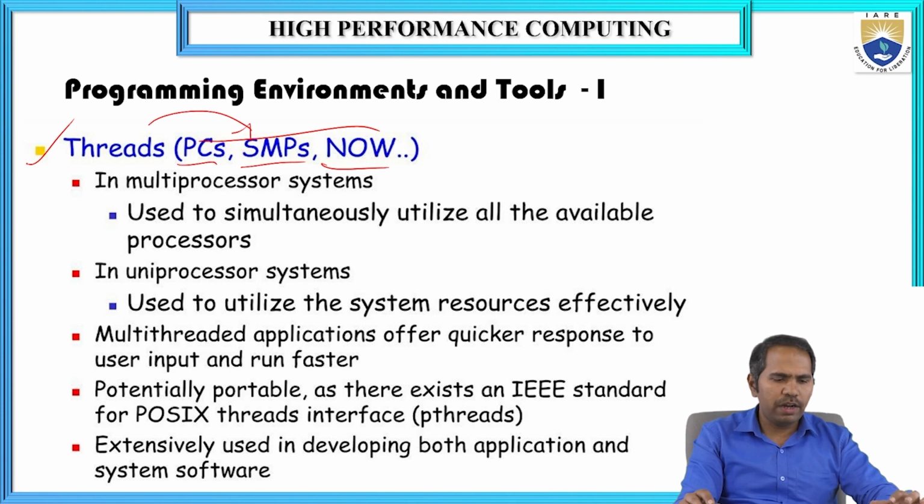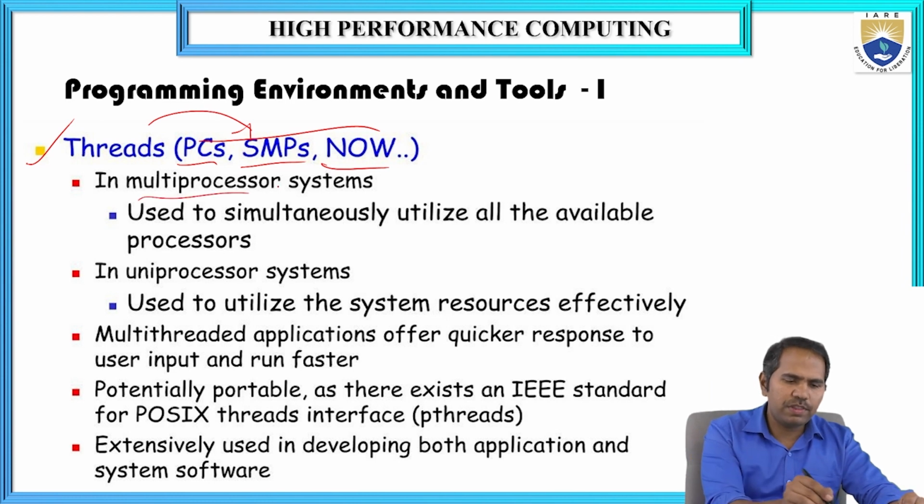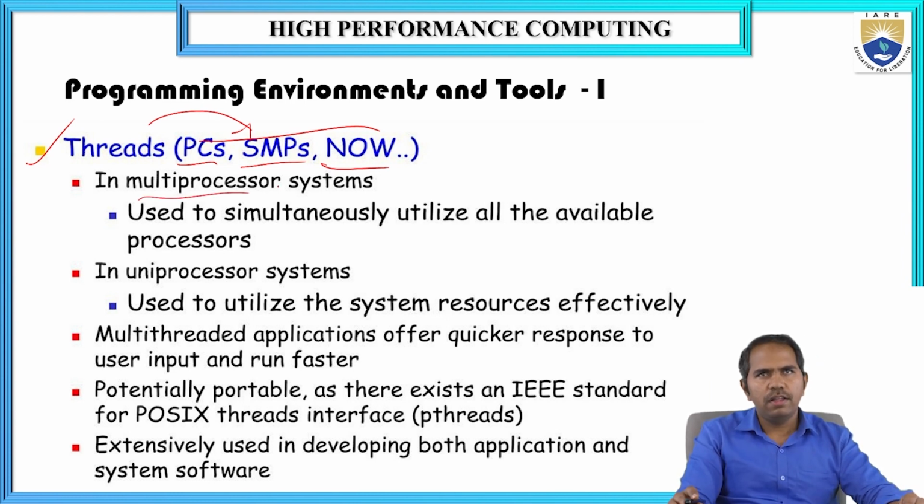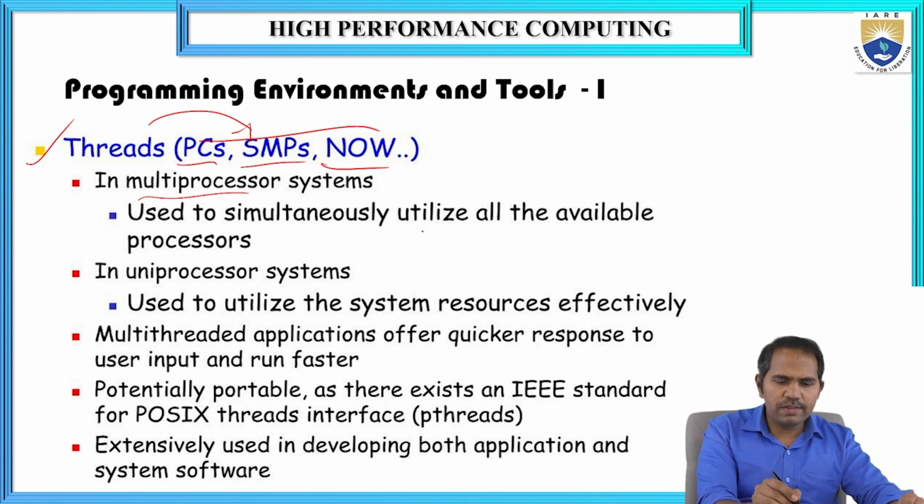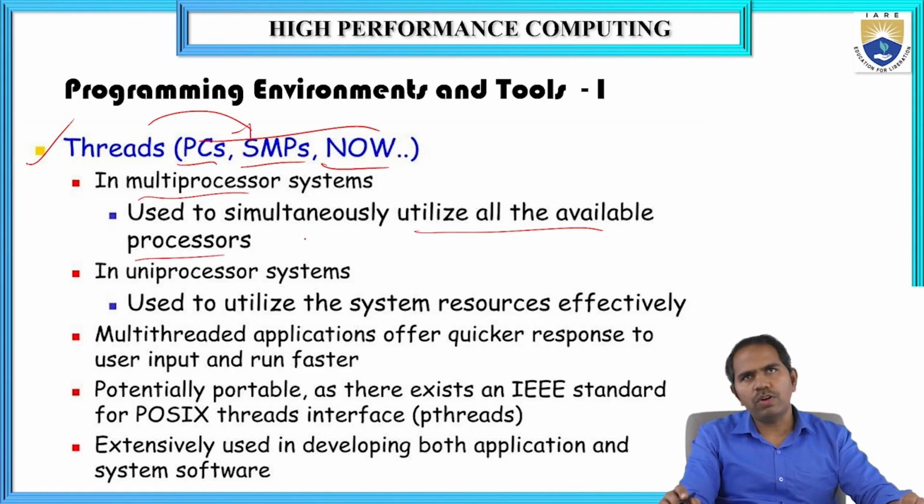Next, in threads we will consider multiprocessor systems. The name itself suggests that a group of processors is maintained together, so that is called a multiprocessor system. It is used to simultaneously utilize all the processors, effectively using all available processors. For this, we go for threads.